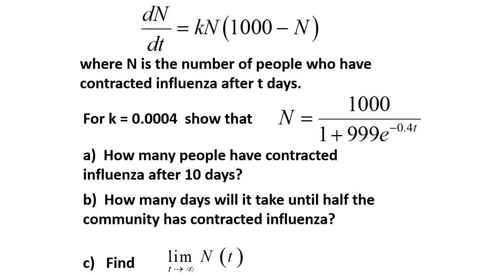Okay, now let's look at the first part of the question here, where you are asked to show that n equals 1,000 over 1 plus 999 e to the power of negative 0.4t, for k here equals 0.0004. We're going to start with the differential equation where we have dn over dt equals kn times 1,000 minus n.